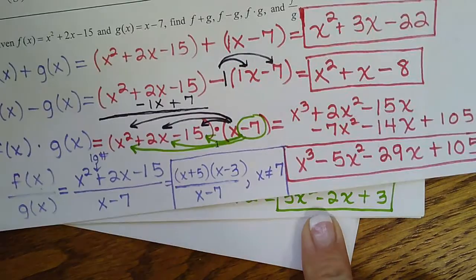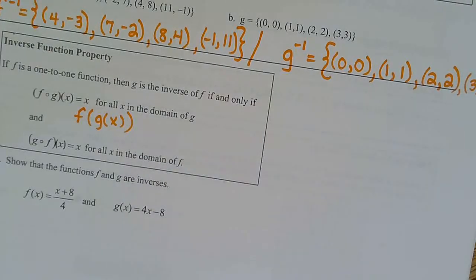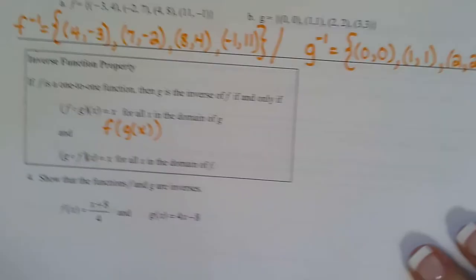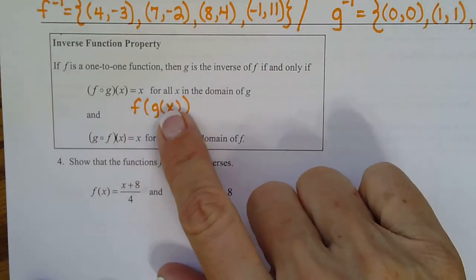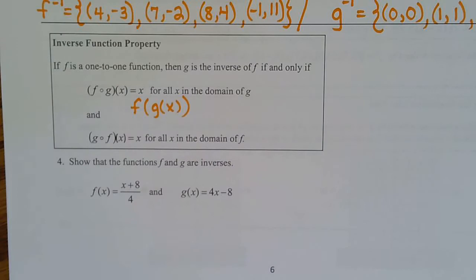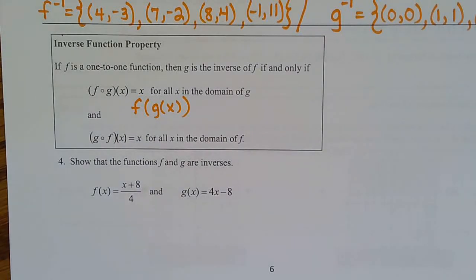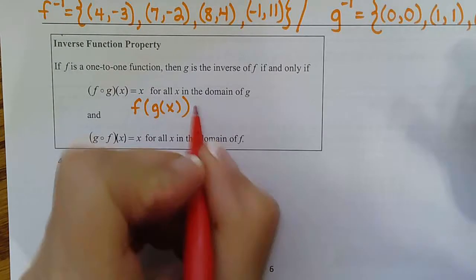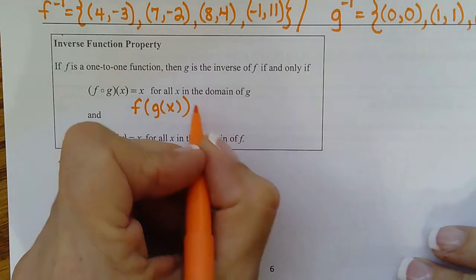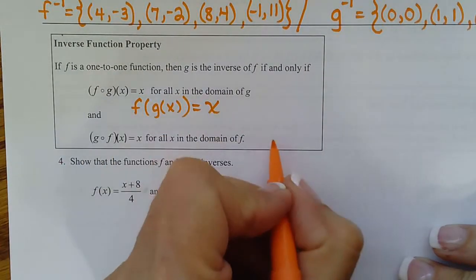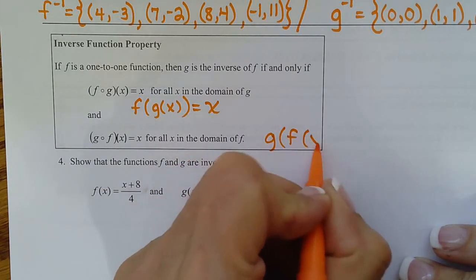Well, what this is telling you in this little box is that when you take f of g of x of two inverse functions, or g of f of x, you don't get those big ugly things. You just get x. That's it. Just x. So let's see what that looks like. I'll put my notes away. So f of g of x is always going to be x. And g of f of x will be x.